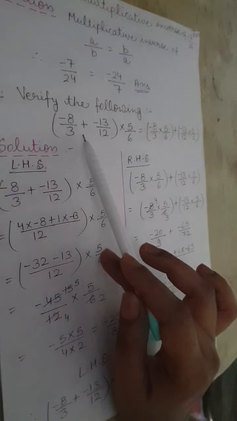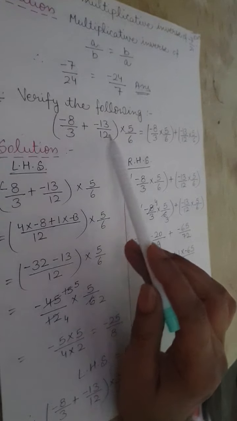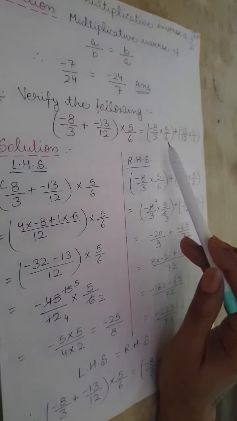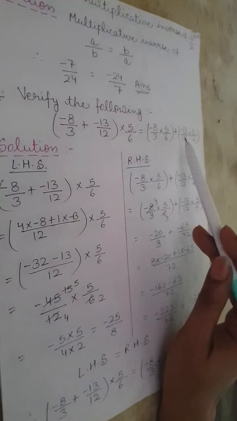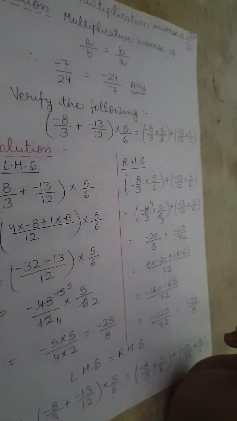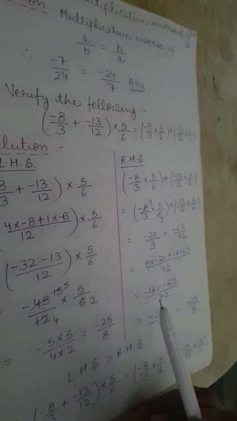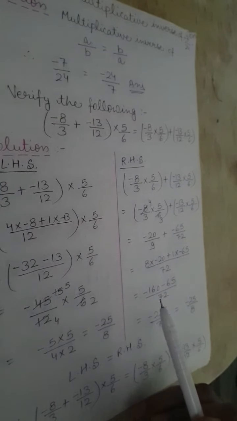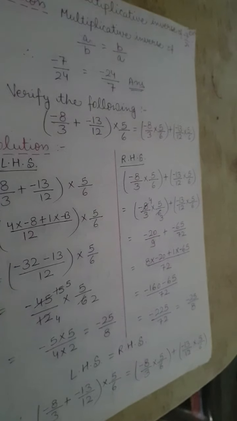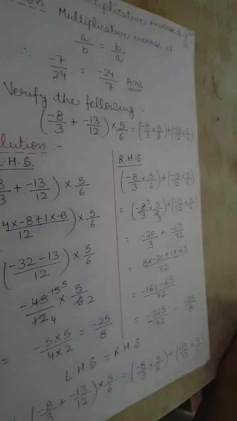Come to another example, that is, verify the following: (-8 upon 3 plus -13 upon 12) multiplied by 5 upon 6 is equal to -8 upon 3 multiplied by 5 by 6 plus -13 upon 12 multiplied by 5 by 6. Fine. Can you tell me on which property this sum is based? It is based on the distributive property.